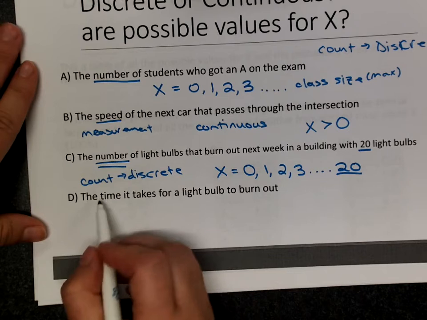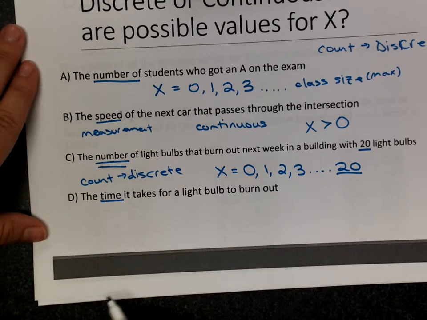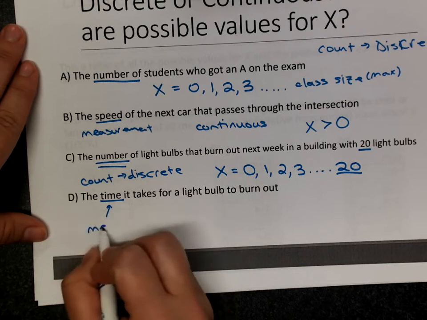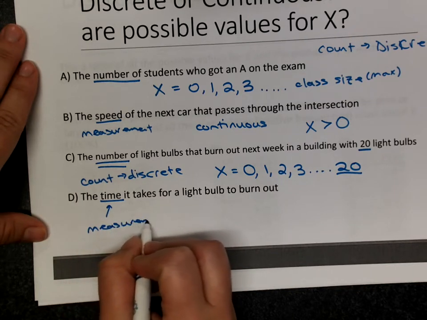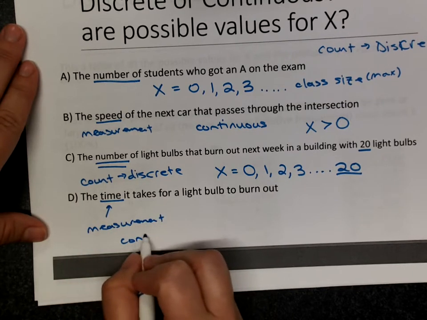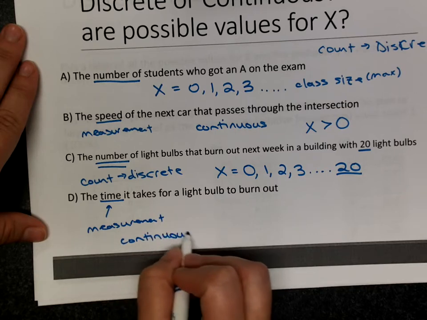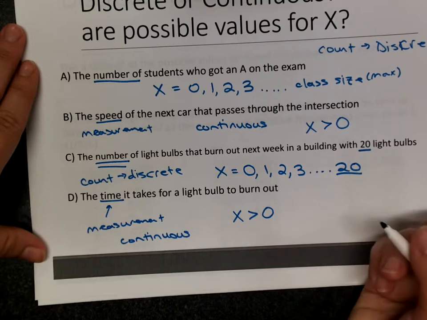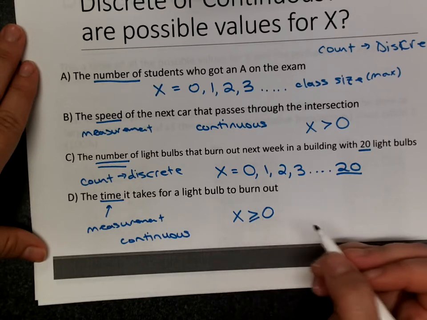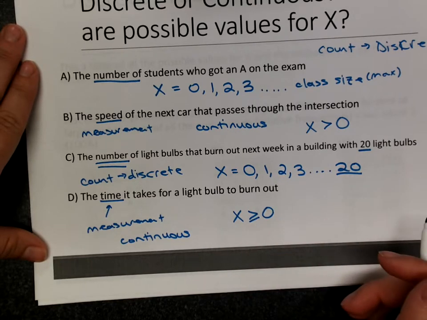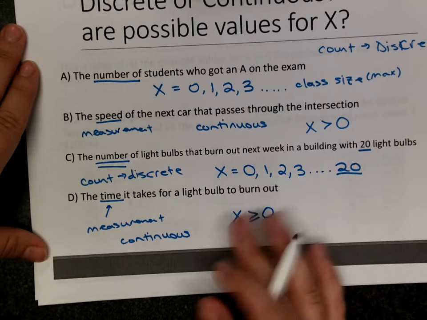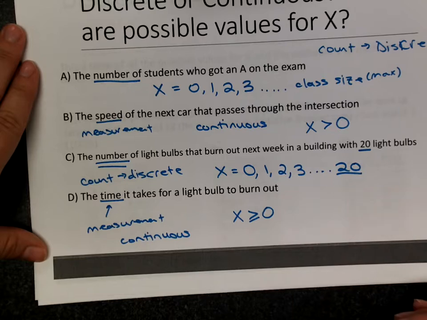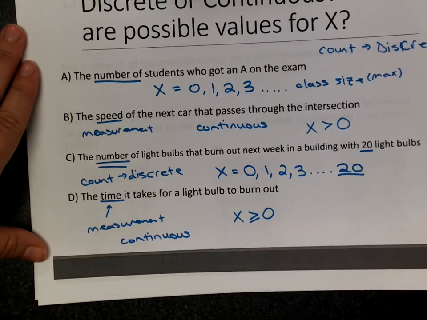And then D, the time it takes for a light bulb to burn out. So if I had a stopwatch or a timer running, time, again, is a measurement. If it's a measurement, it's continuous. And X could be any number greater than 0. Some students argue it could be equal to 0 if you turn the light on and it instantly burns out. So it's not that big of a deal which way you write that, as long as you know that it can take on an infinite number of values greater than 0.